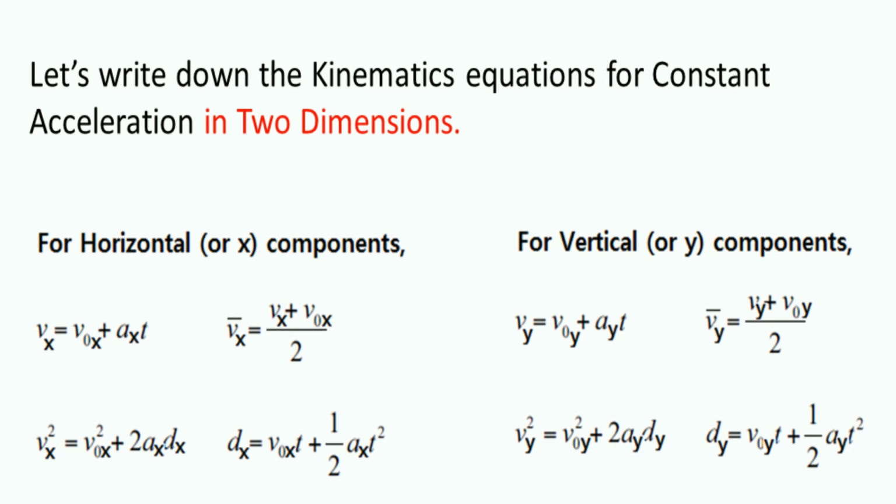And we have the average of the x component as well. And then we can have the displacement also. And when we go into the vertical component part, these are also the equations that we can have there. So these are the kinematic equations for a constant acceleration in 2 dimensions.